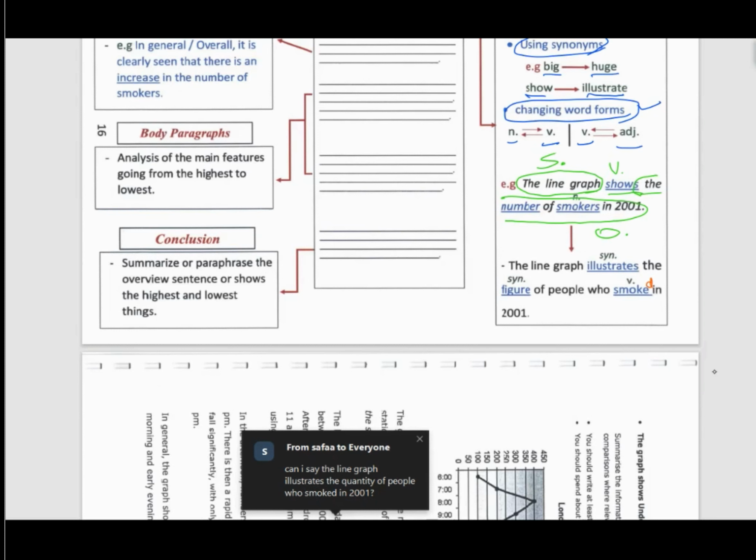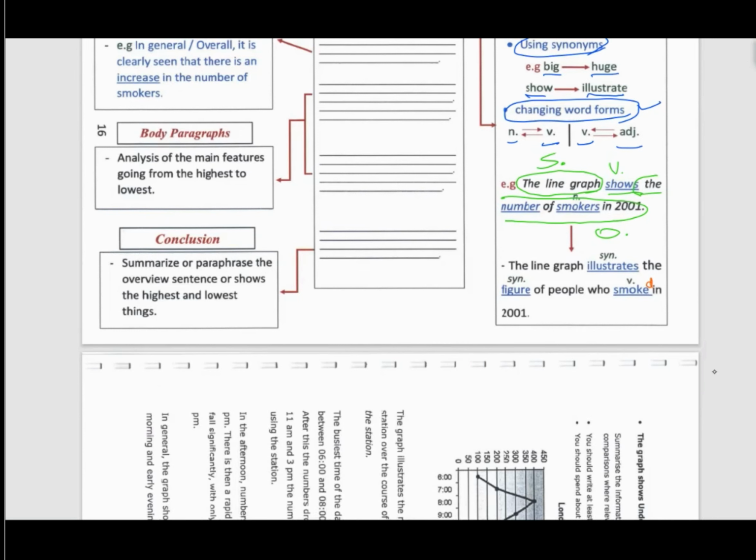Yes, Safa, that is a great sentence. That is excellent. So that is your paraphrasing. And this is what I'm going to do in the next step, inshallah. I will give you a sentence, then I will give you time to paraphrase them. But you did a great job, Safa. Thank you very much. See, look at Safa's sentence. She said the line graph illustrates the quantity of people who smoked in 2001. Okay, this is another paraphrasing.